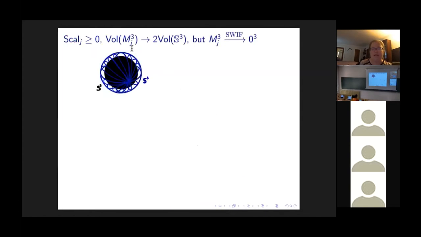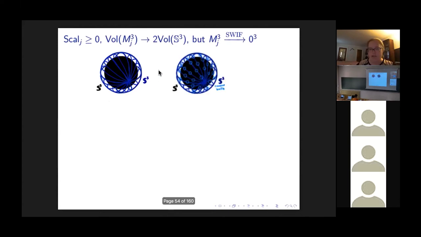So now, in this case, let's picture a sphere. We're going to make an example with scalar greater than or equal to 0. The volume is going to converge to twice the volume of the sphere, and their Swift limit is going to be the 0 space. So I was mentioning this one yesterday. So we have a blue sphere here and a black sphere inside. These are both 3-dimensional spheres, and they're roughly the same size. And now what we're going to do is we're going to remove balls from the blue sphere. So I cut out all these blue balls here from the blue sphere.